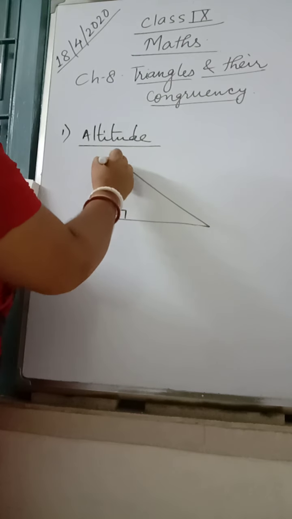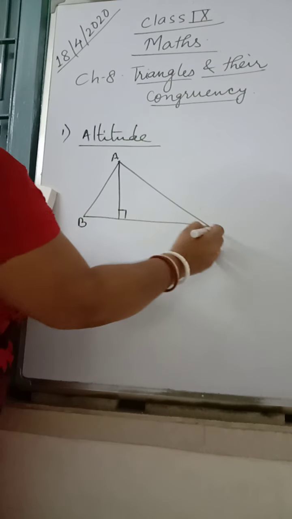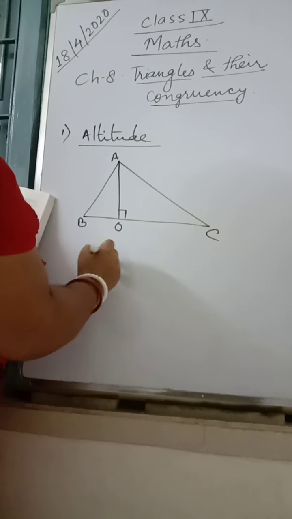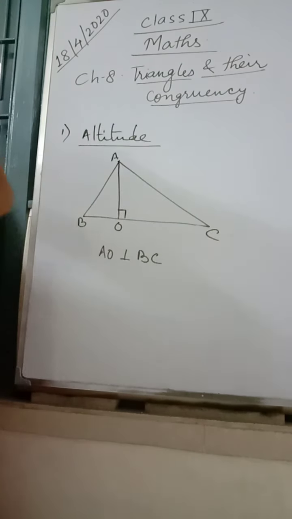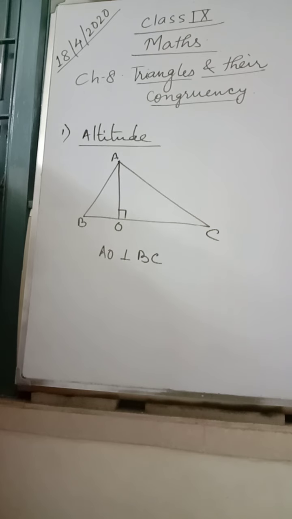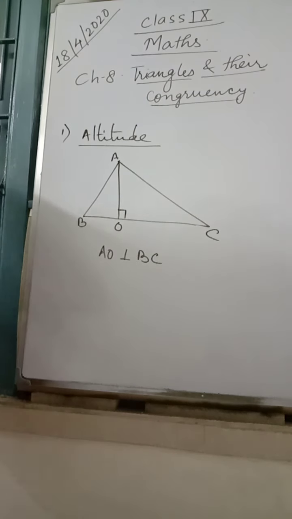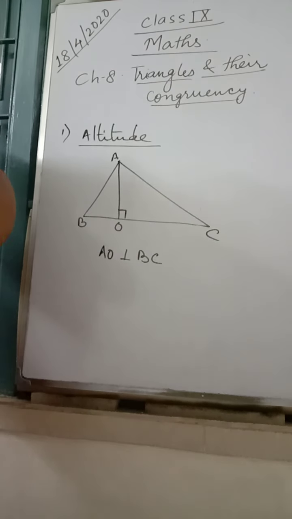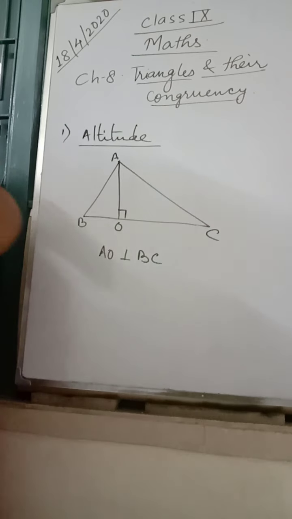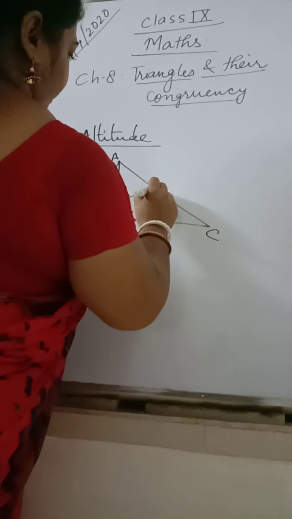So this is triangle ABC. AO is perpendicular on BC. This is the perpendicular drawn from the vertex of a triangle to the opposite side. A triangle has 3 altitudes and the 3 altitudes of a triangle are concurrent. The point at which they intersect is known as the orthocenter.